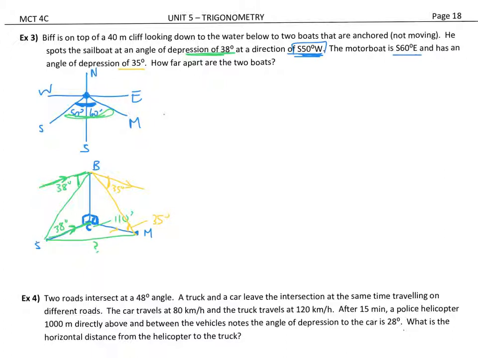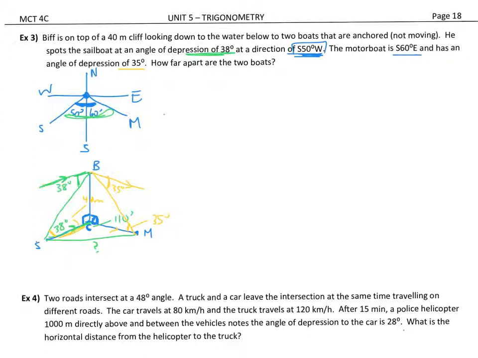However, if I look at my right angle triangle BSC, I have an angle in this corner, and I also know that the cliff is 40 meters tall. So I have a side length in that right angle triangle. So that would help me solve for side S to C. Okay, so I could use tan, because tan is opposite over adjacent. I could get side SC.